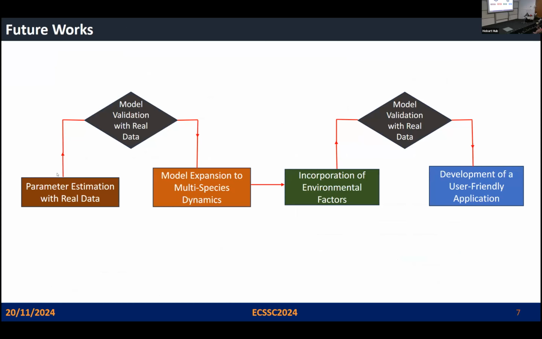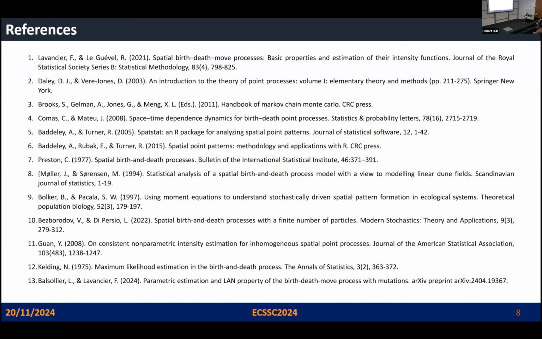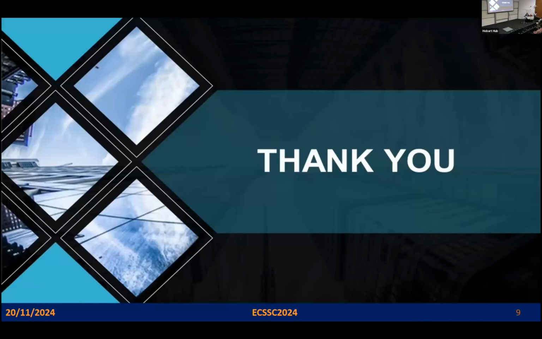And up to now, I have implemented the simulation program for the single species and did the model validation using the real data. And further, I'm planning to expand this to multiple species and incorporate the environmental effects. And finally, I will develop a user-friendly application. Those are the references that I have used. Thank you very much for participating.